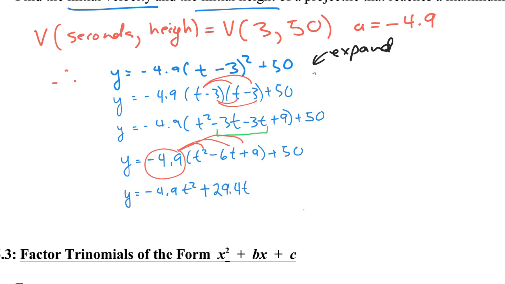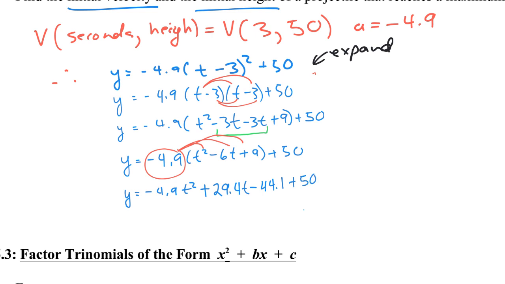t. And now we're going to take our 9 and our negative 4.9. We're going to multiply those together. So a negative times a positive gives us a negative. And then we end up with 44.1 plus 50. And we just bring that down.